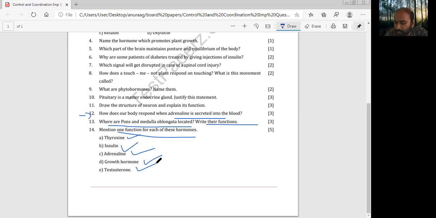Testosterone is a hormone produced by the testis. Testosterone is involved in the production of sperm. So these are the functions of the hormones.